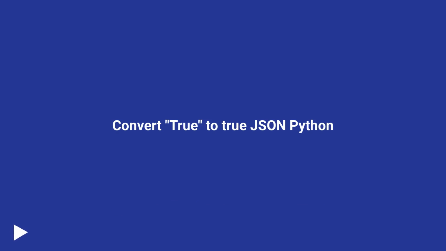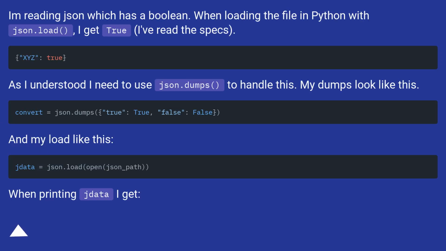Convert true to True in JSON Python. In reading JSON which has a boolean, when loading the file in Python with json.load, I get True. I've read the specs. As I understood, I need to use json.dumps to handle this.